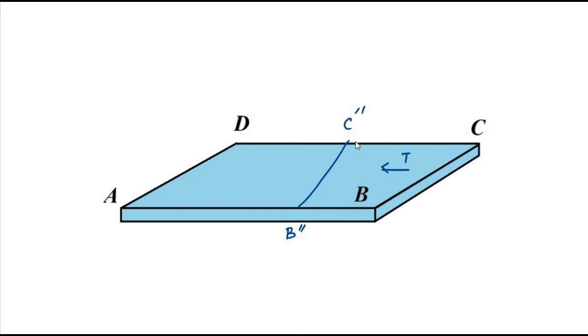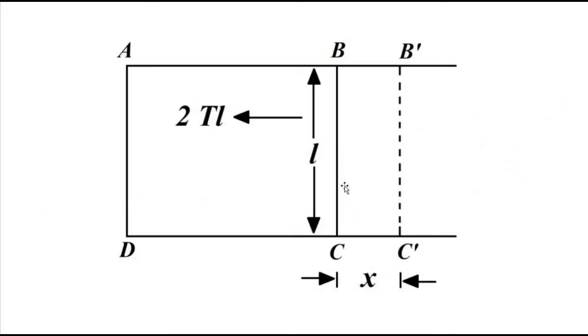But the surface energy sigma tries to push it away in the opposite direction to this position B dash C dash. So let's say surface energy pushes it away by a small distance x. Now the force of surface tension is given by surface tension, which is force per unit length.